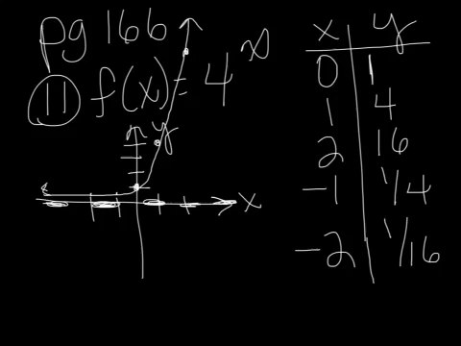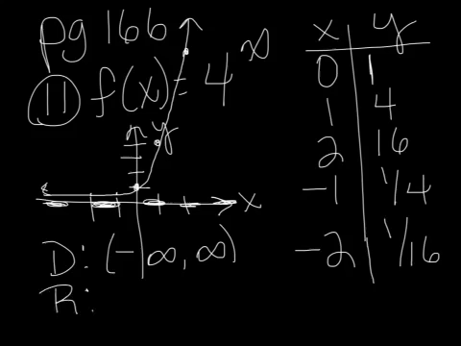If we wanted to do the domain, if you'll remember, the domain would be the x values. And I can put in anything I want to for x, so the domain would be from negative infinity to positive infinity. The range, that's the y values. And if you will look, it never even touches 0. So it starts at 0 and it continues to go up. So it goes from 0 to infinity.